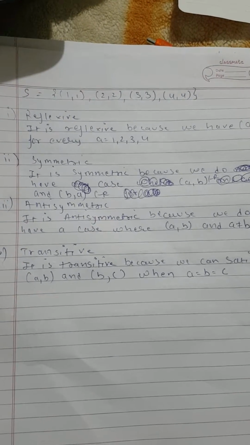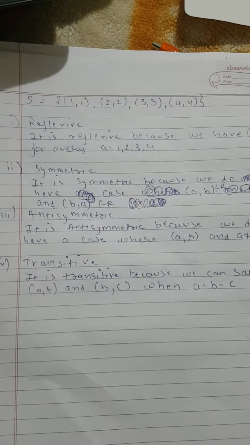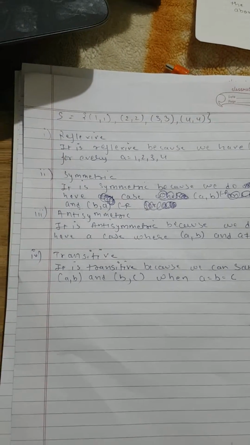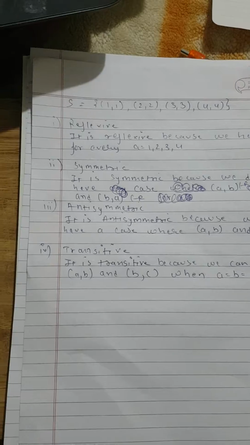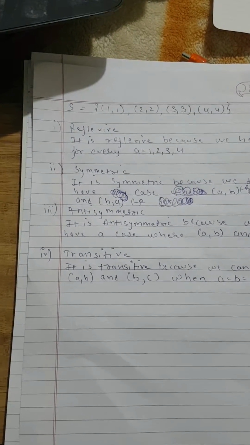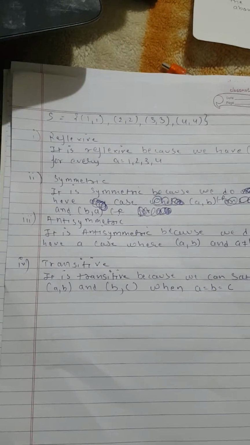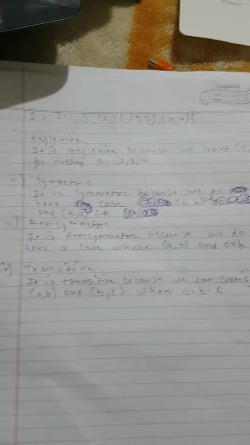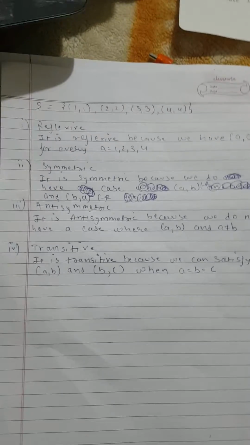Today I'm doing question number 3, that is, provide two mathematical and two non-mathematical examples of relation. Each of them should be distinct and have a different set of properties from each other. So here comes my example number 1.